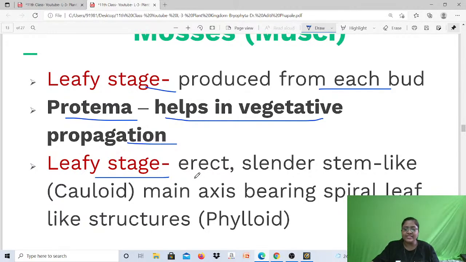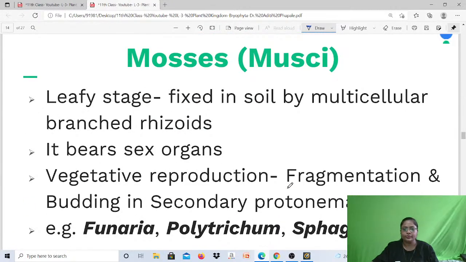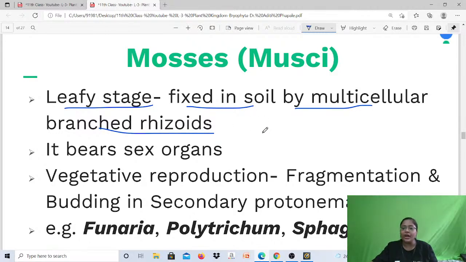Okay. Then the leafy stage. It is erect, slender, stem-like. It is also called the caulid. The main axis bears spiral leaf-like structures known as phyllids. Now this leafy stage is fixed in soil by multicellular branched rhizoids. It is not superficial. It is properly fixed in soil with the help of rhizoids, and in this case rhizoids are multicellular, which means they are made up of many cells.